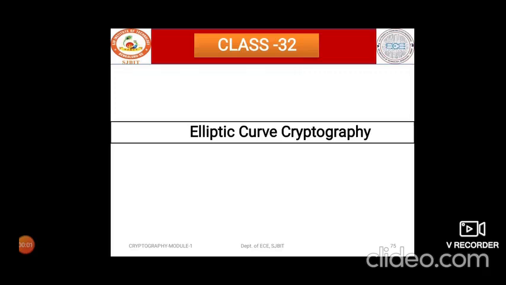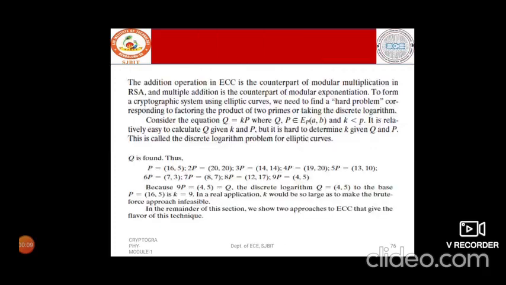Hello everyone, welcome to the course on cryptography, and in module 4 we are discussing elliptic curve cryptography. So in this elliptic curve cryptography, the addition operation is the counterpart of modular multiplication in RSA, and multiple addition is the counterpart of modular exponentiation. This is to form a cryptographic system using elliptic curves.